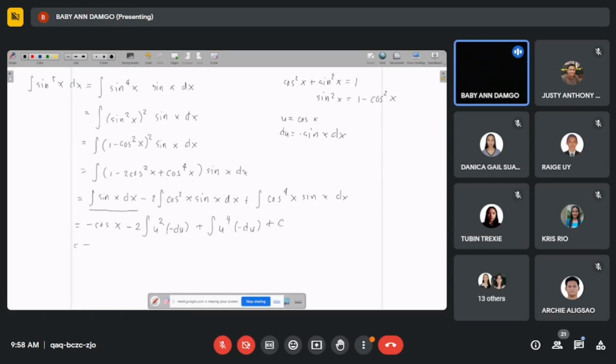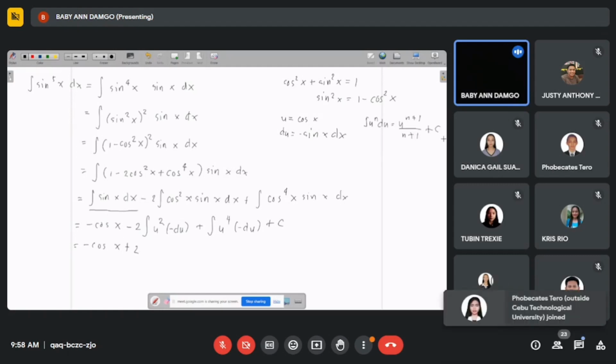So we have negative cosine x minus 2. So here, this is plus. So, modit sa taha kay watay space. So we have integration of u to the n du is u to the n plus 1 over n plus 1 plus c. So this is the power rule for integration.